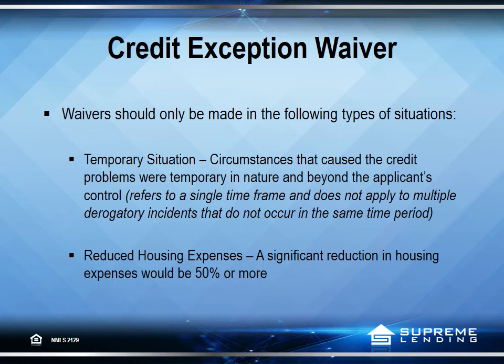Credit exception waivers should only be made in the following types of situations. A temporary situation is when the circumstances that caused the credit problems were temporary in nature and beyond the applicant's control. This refers to a single time frame and does not apply to multiple derogatory incidents that do not occur in the same time period. Reduced housing expenses indicate a significant reduction in housing expenses, and this would be 50% or more.